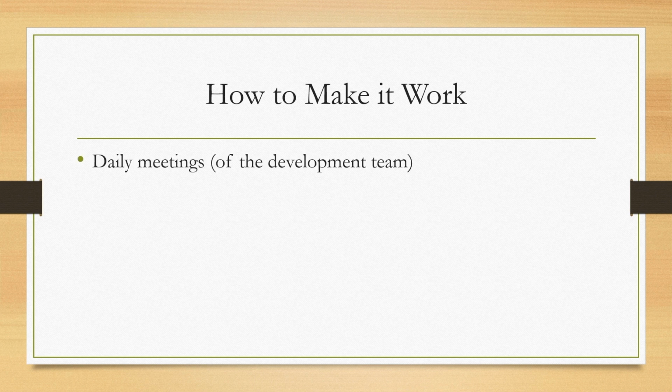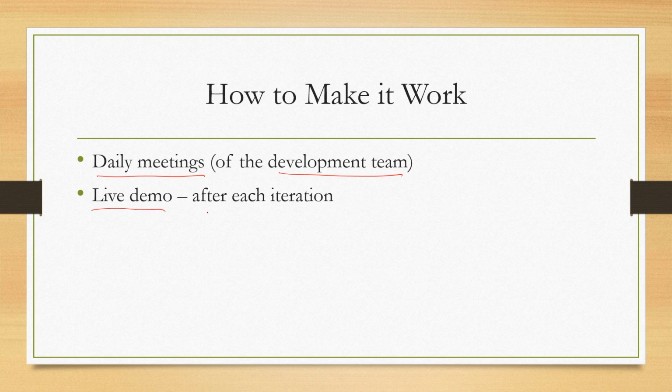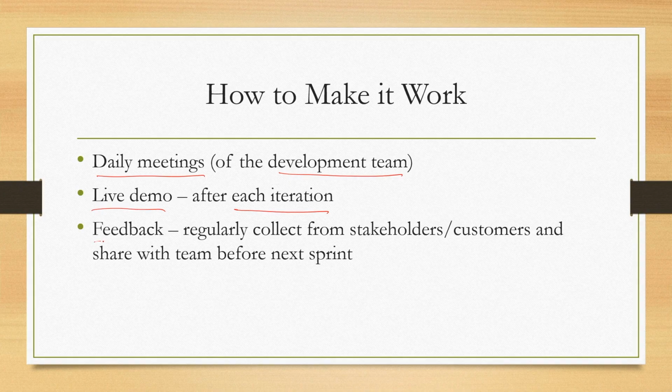So, how to make it work? How to be able to deliver within 4 to 6 weeks? It requires daily meeting or brainstorming of the development team, live demo after each iteration, that is what the outcome of the iteration is, and quick feedback, regularly collected from stakeholders, customers and shared with the team before the next sprint, so that next time it can be addressed.